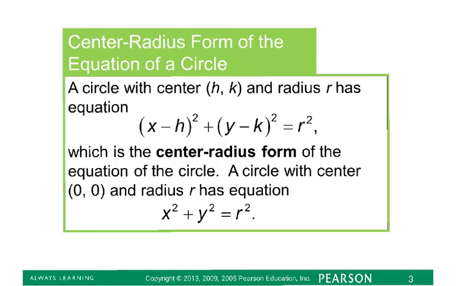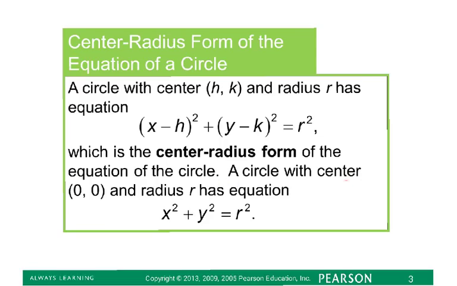So, the center radius form of an equation of a circle. A circle with center (h, k) and radius r has the equation shown here. The h goes along with our x coordinate, and the k goes along with the y coordinate. And then r is the radius of that circle.